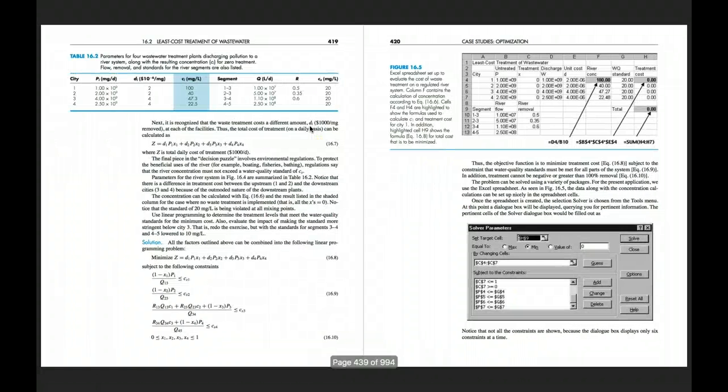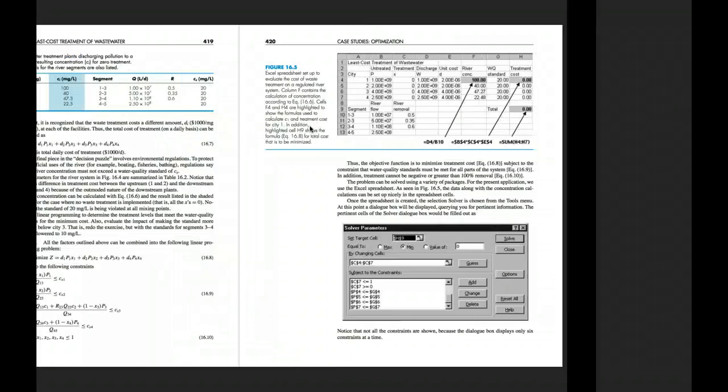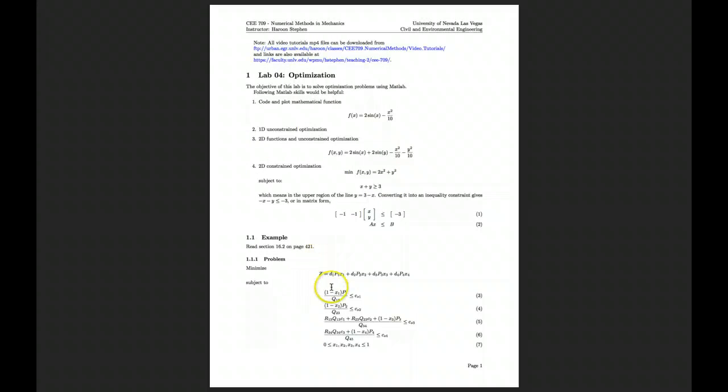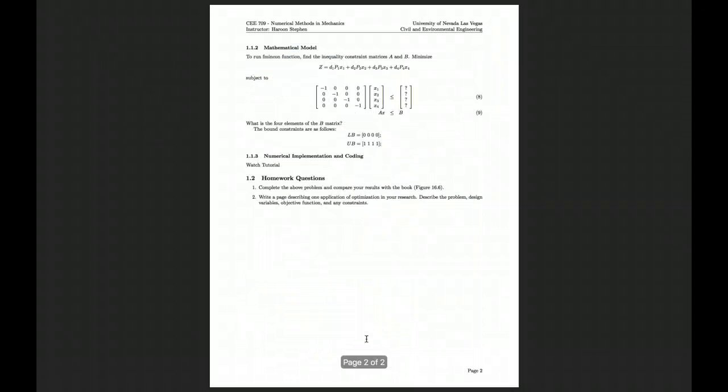So you're going to repeat this problem using MATLAB. So in the lab manual, I have given the problem and refer to the book wherever as necessary. And then on the next page, we are going to convert. The objective function is straightforward, but how do you convert the constraints into the relevant a and b values? So go ahead and do that.